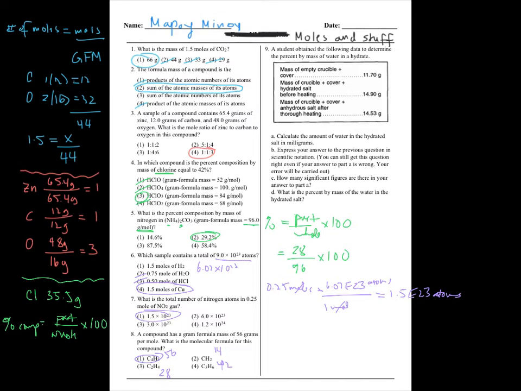Now, number 9, I told my students to skip because we didn't talk about hydrates yet, but let's just practice with it anyway for those who are curious and want to try it. So I'm going to do this one in red. A student obtained the following data to determine the percent by mass of water in a hydrate. So we had to calculate the amount of water in the hydrated salt in milligrams. Here, we're looking at these two things. So mass of the empty crucible plus the cover is 11.7 grams.